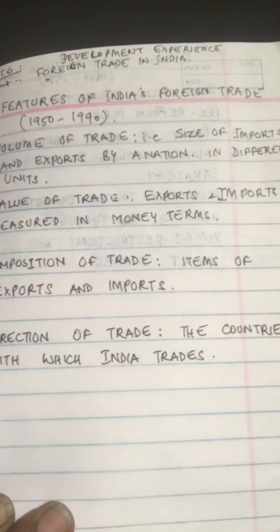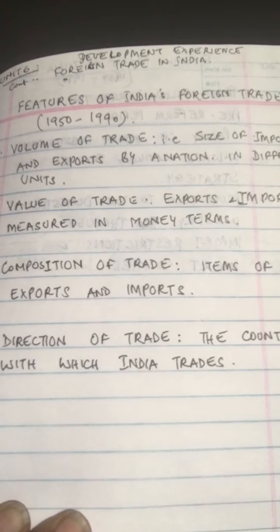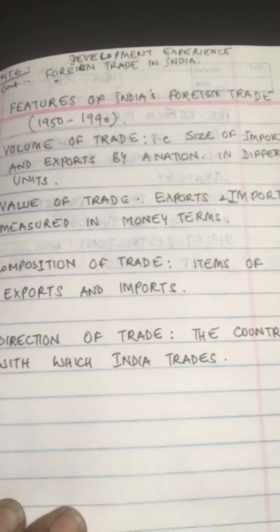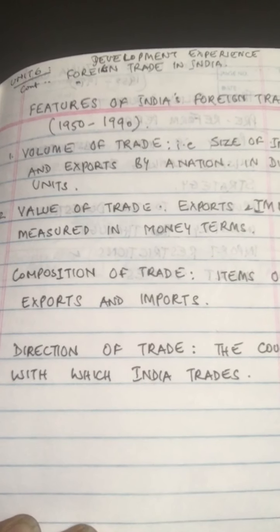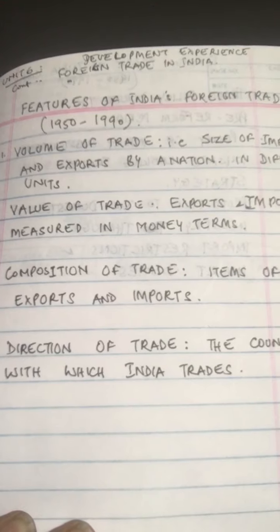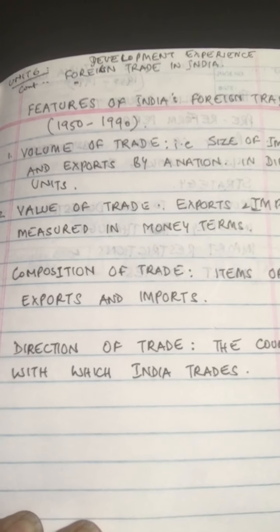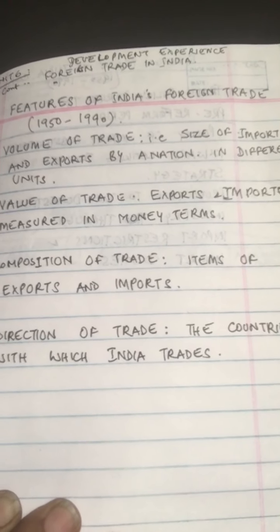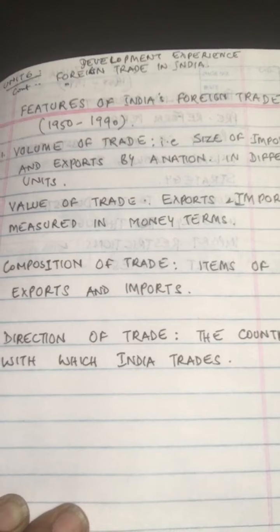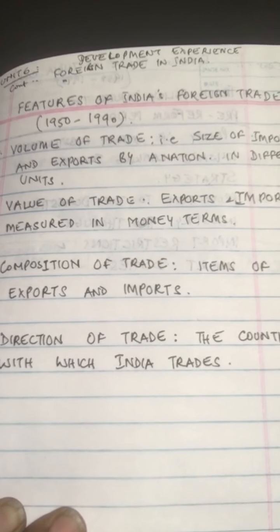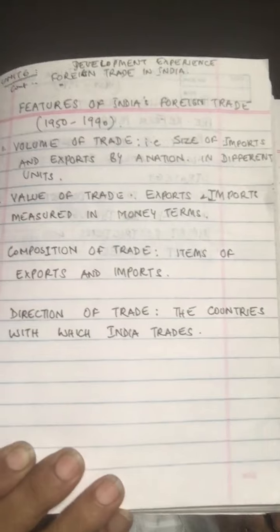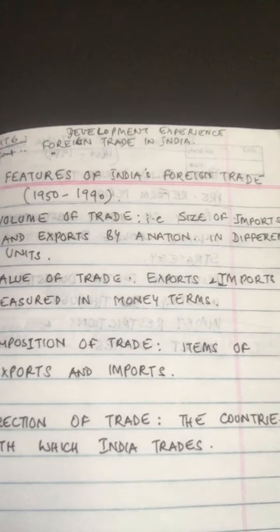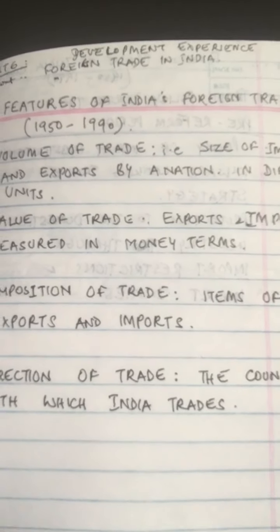So if I talk about the value of trade, there has been a substantial increase in India's foreign trade. Imports were increasing faster than exports. That means what? That's not very good. So we had a problem of trade deficit. We always calculate exports minus imports as net exports. When you export, you're getting money, and when you import, you have to give away money. So that's what it is.